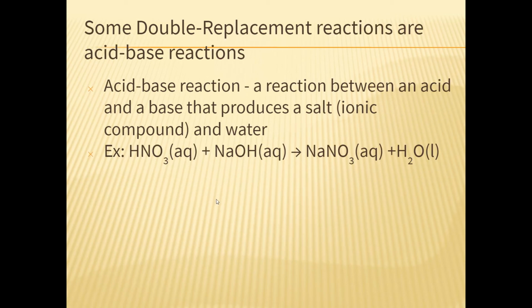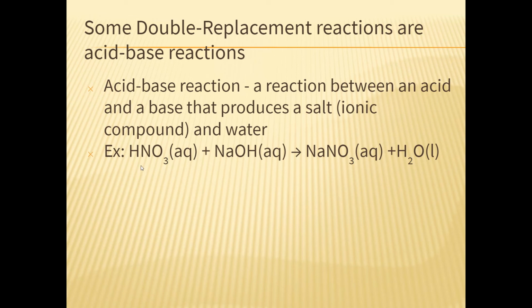Double replacement reactions will almost never be redox reactions, but they can be subdivided into acid-base or precipitation reactions. An acid-base reaction is fairly easy to recognize. Its name tells you what's going on. An acid is going to react with a base, and it produces a salt, which is some ionic compound, and water as its products. And this is also known as a neutralization reaction.